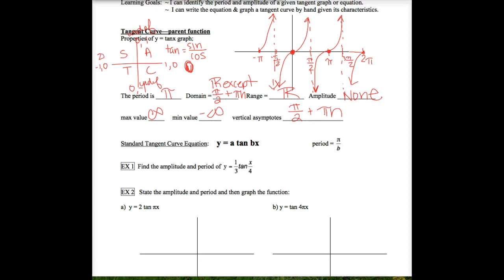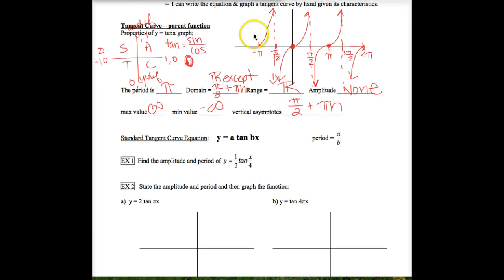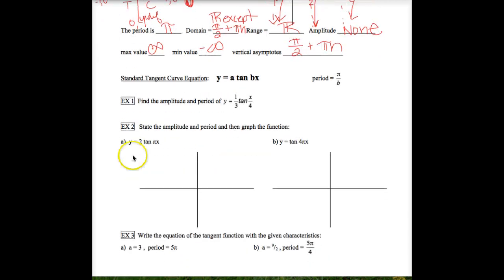So that is our parent function, and again, we've graphed way more than a full period. You only need to graph a full period each time if you so desire. I usually graph a little more just because I want to see the shape.